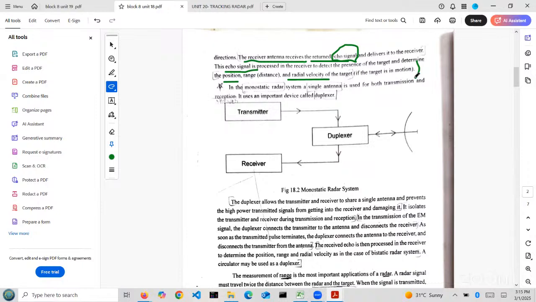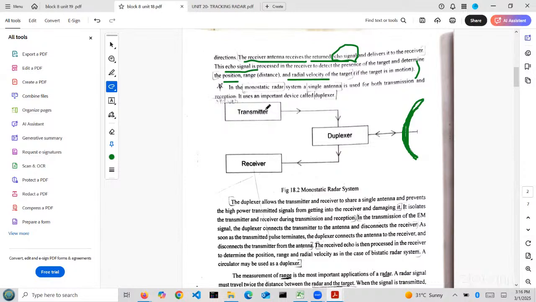Next, we have another one. What is the second subheading? The second subheading is monostatic radar. Just cross-check, are two antennas here in this monostatic radar system? In a monostatic radar system, we are using a single antenna, whereas in bistatic, how many antennas are used? Two antennas are used. But here we are using a single antenna.